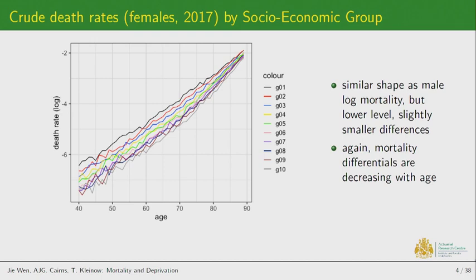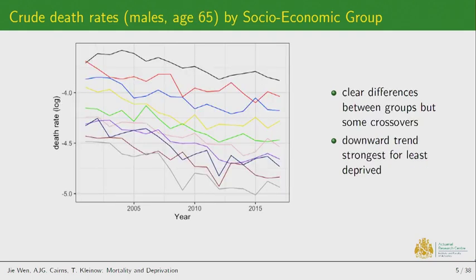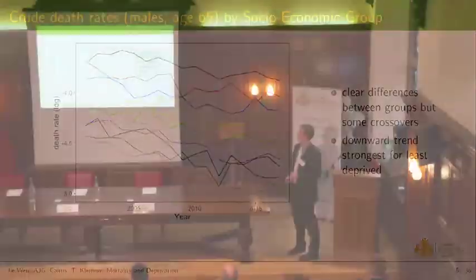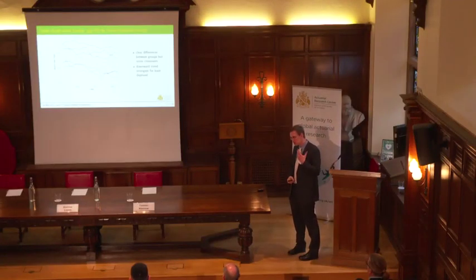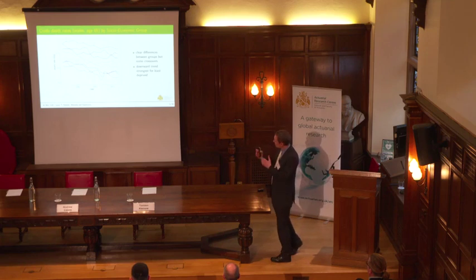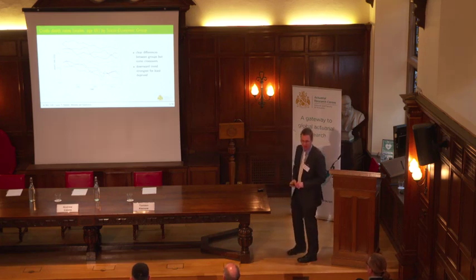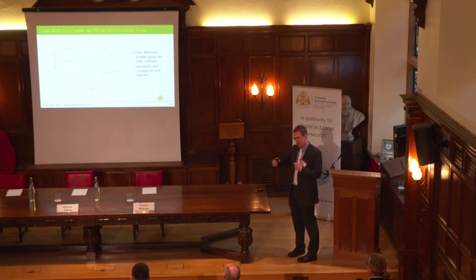Andrew has given a few comments about what happens over time. So here we pick a specific age. Yeah. So we have here age 65, and we have again these 10 deprivation groups, these 10 socioeconomic groups, and we look at the mortality rates over time. Unfortunately, we don't have many years that we can look at. It's only from 2001 onwards, so that goes up to 2017 here. And what we find again is this clear ordering, yeah, almost perfect ordering in any year.